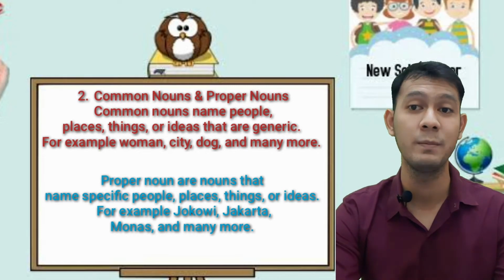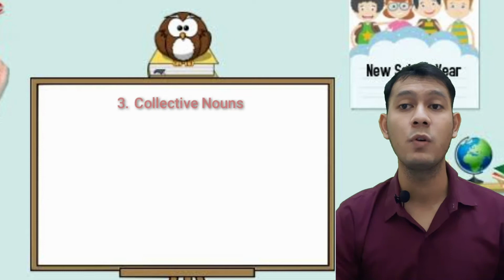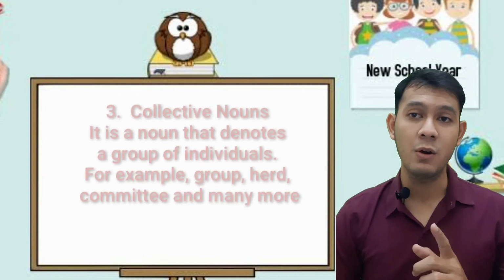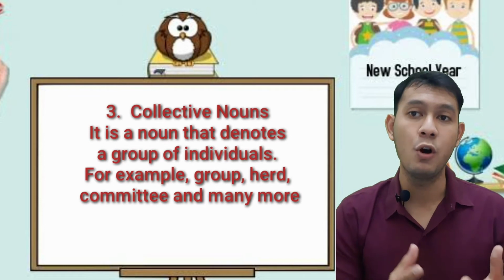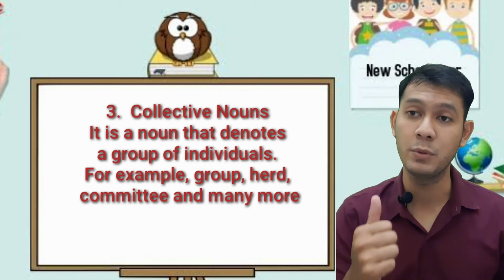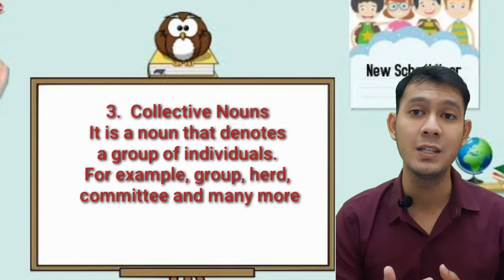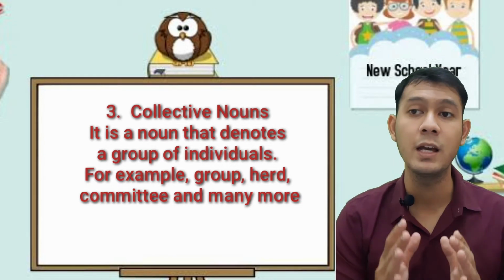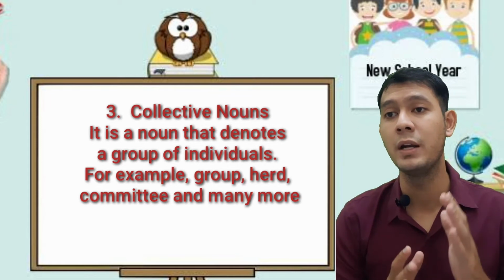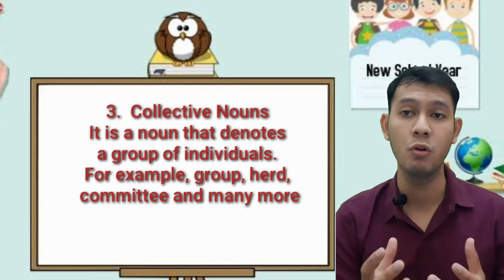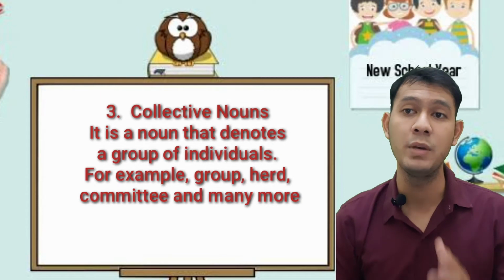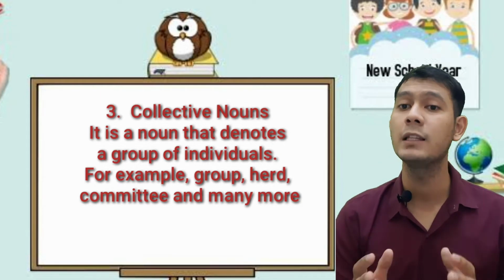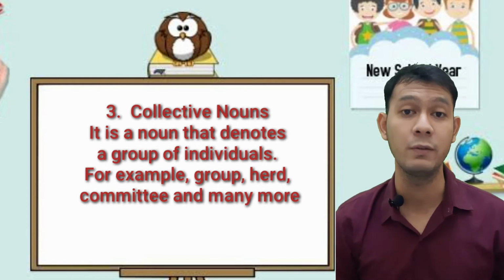So that's the difference. Yang ketiga, we have collective nouns. What is collective nouns? It is a noun that denotes a group of individuals. For example, group, herd, community, and many more. Kata benda kolektif adalah jenis kata yang merujuk pada pengertian benda yang bermakna majemuk, berjumlah lebih dari satu. Biasanya merujuk pada kumpulan orang, sekawanan hewan, ataupun benda. Nah, jadi itu collective nouns.